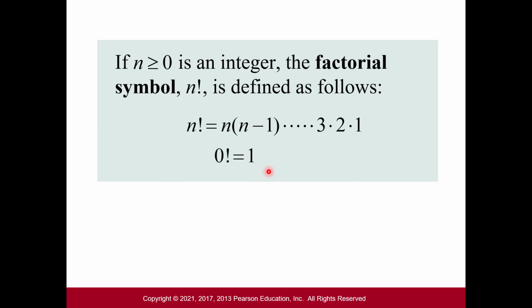And then by definition, just so you're aware, whenever you have 0 factorial, it actually equals 1. And so also 1 factorial is 1. So the only kind of strange one here is 0 factorial. Just know that it's 1.